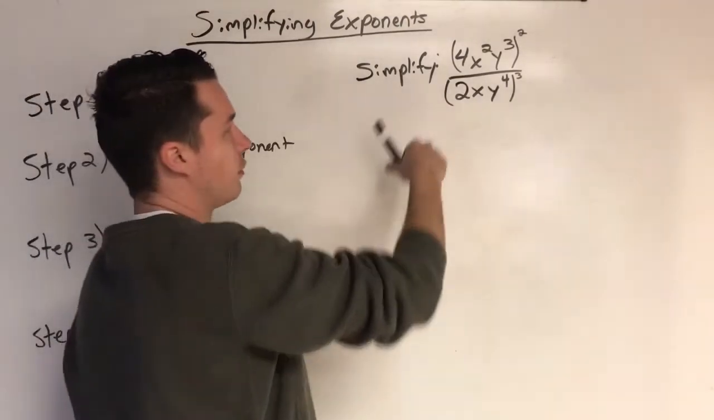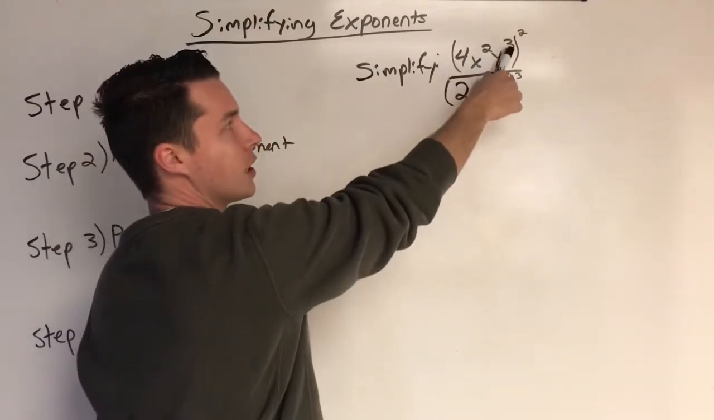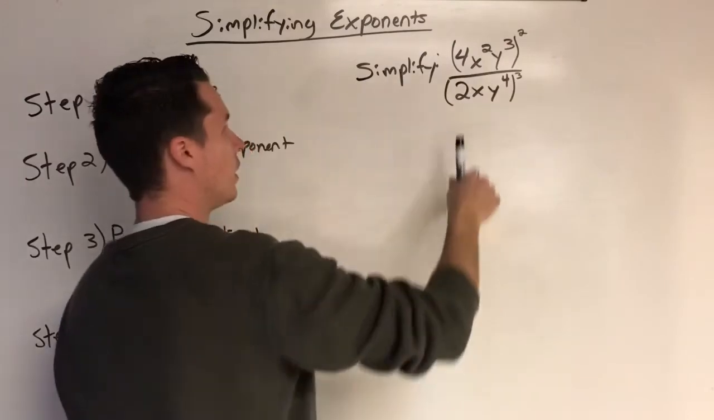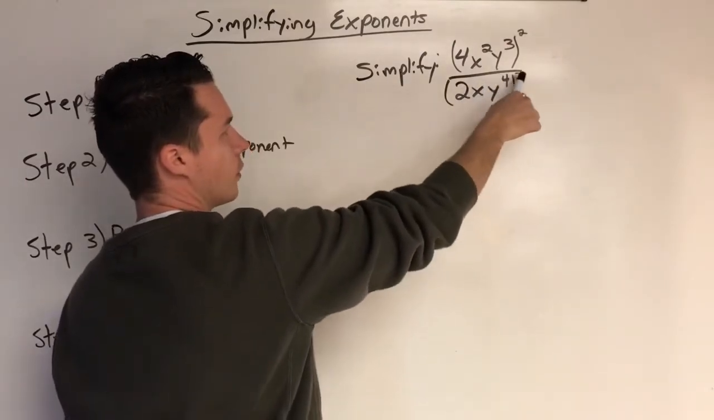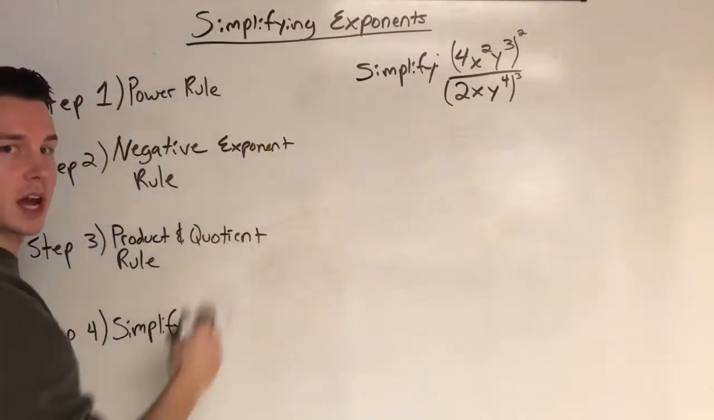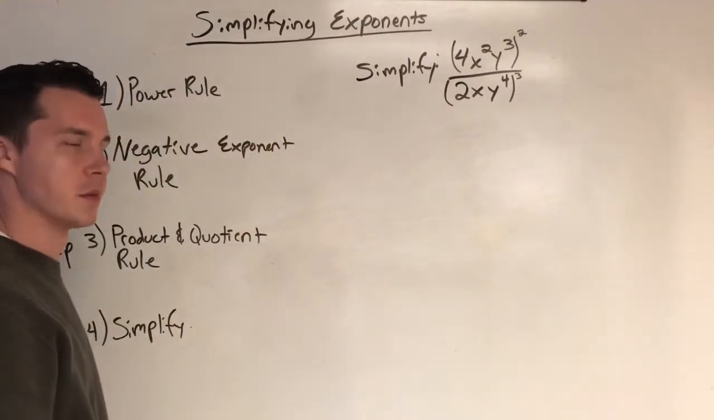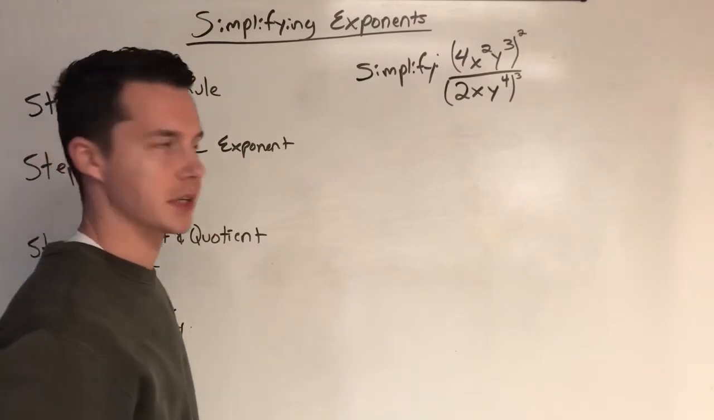You're going to simplify something like this. In this case, we have 4x squared, y cubed, squared, and then 2xy to the fourth, all that cubed. Well, these are the steps in which we attack these problems. So we have to follow these rules in order. This is almost like our order of operations for exponents.